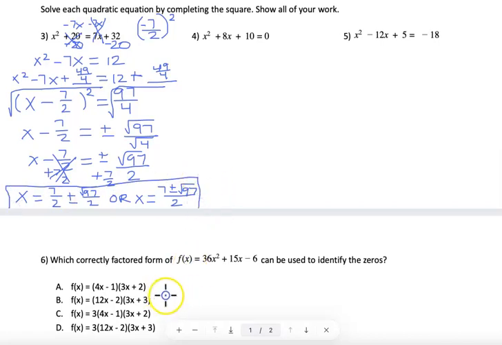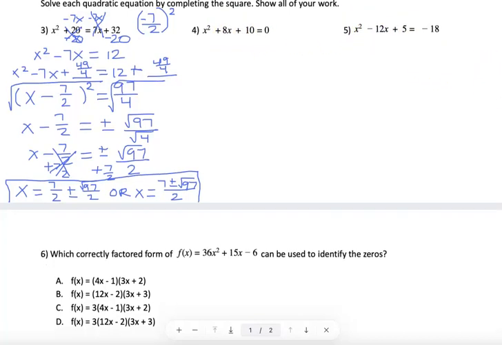So that gives you an idea of what to do if your b value is a fraction, or when you do b divided by 2 squared and you get a fraction. That's going to happen anytime b is odd. And lucky for you, the two that you have to do, the b value is even. So shouldn't be too bad for you there.